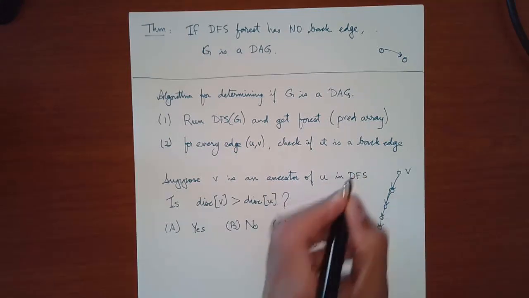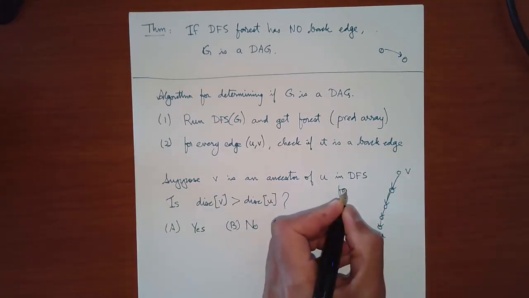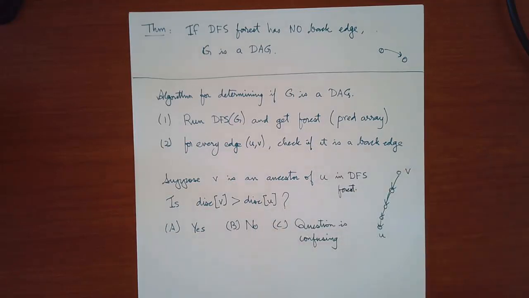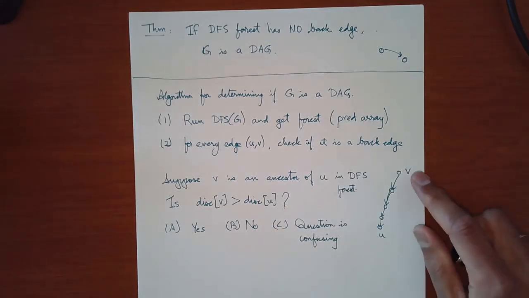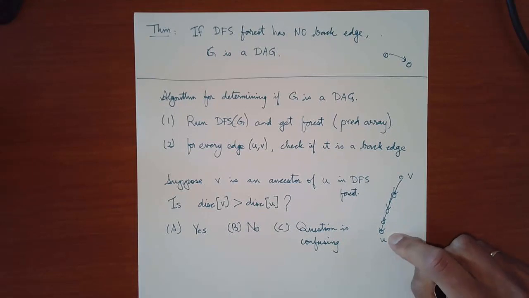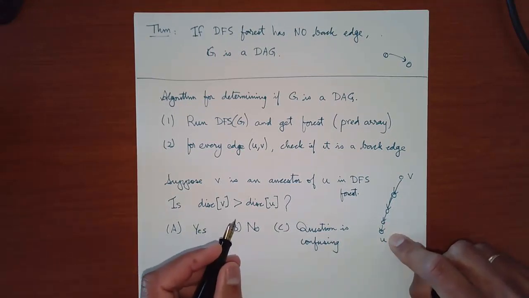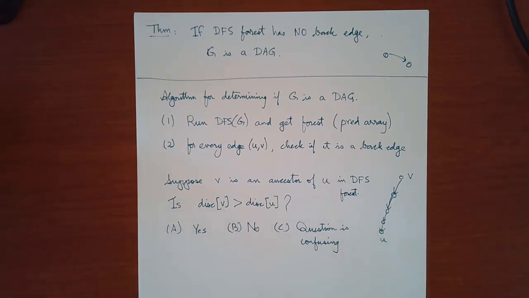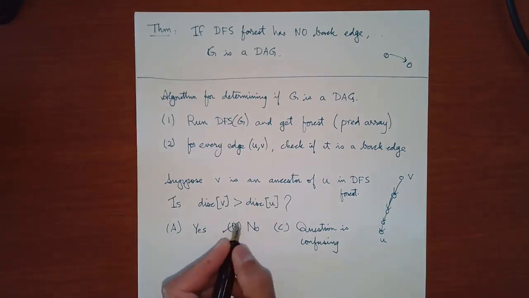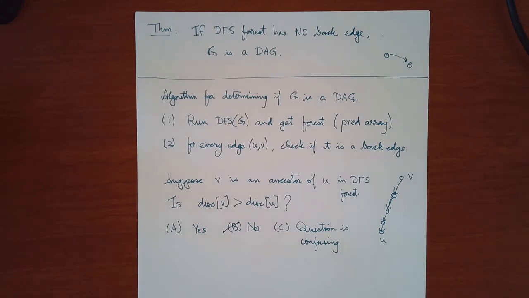So you ran DFS and you got something that looks like this. In the DFS forest, V is an ancestor of U. Is the discovery time of V greater than the discovery time of U? The majority of you got it right. The answer is no, but why? Because V is discovered first before U. And how do you know that?